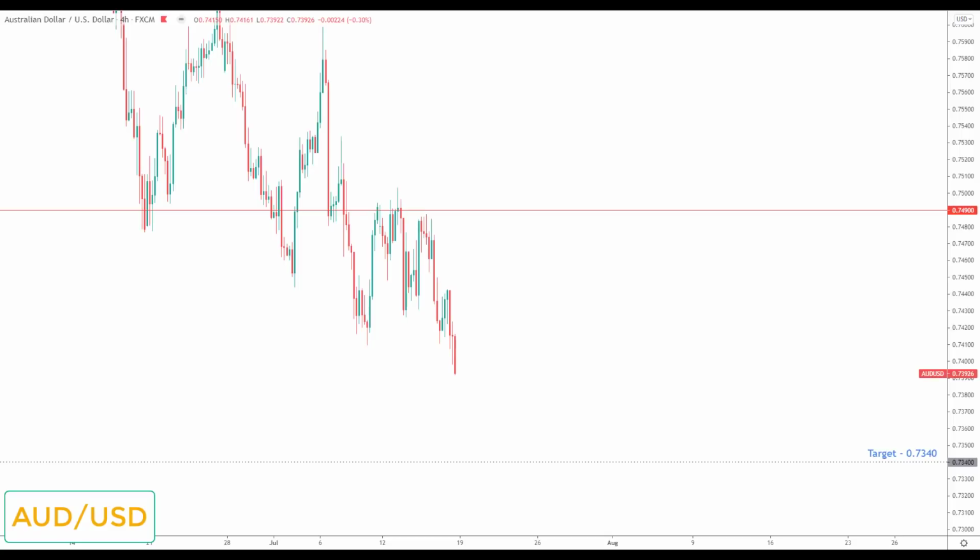Going into this week, the same thought process applies. Since we haven't reversed in the DXY and it is still grinding to the upside, I do favor once again short positions in Aussie dollar.